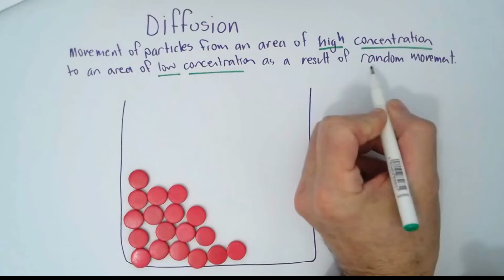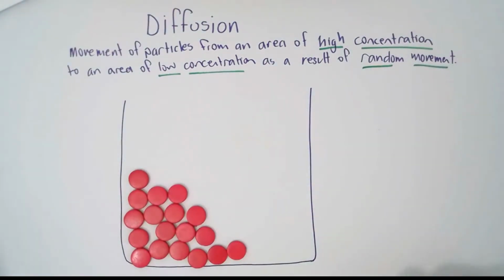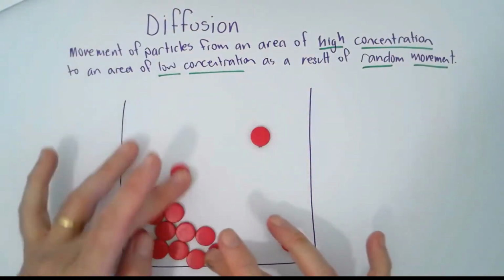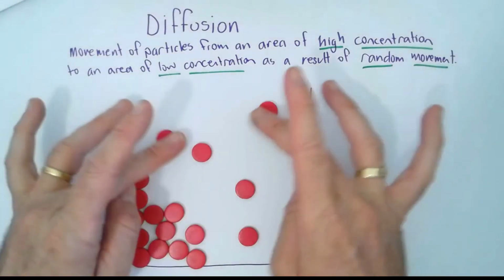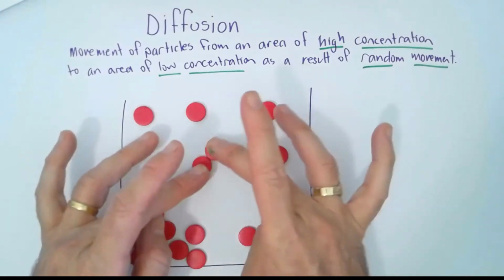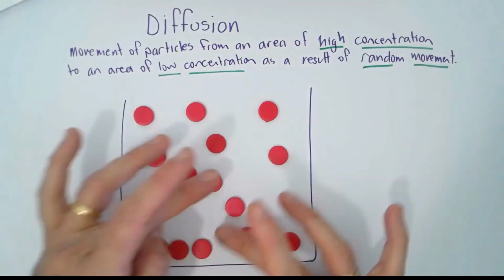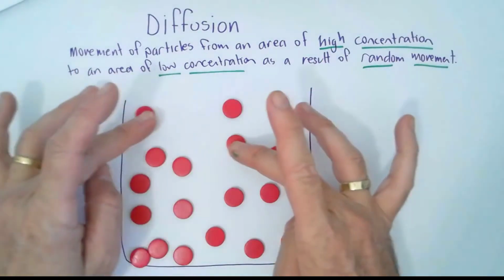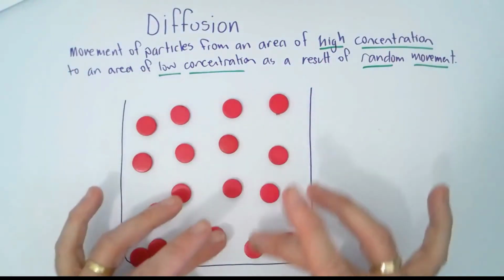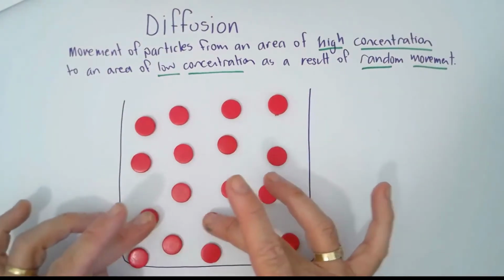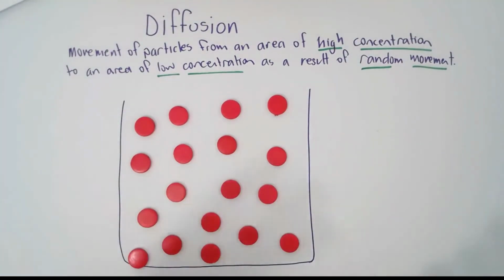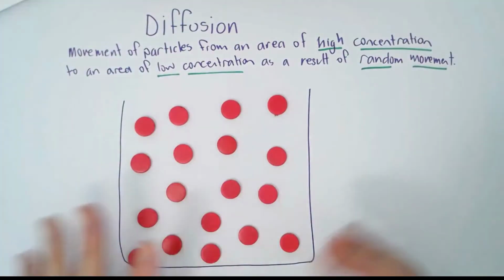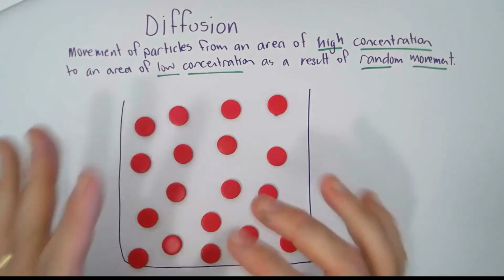So it's random movement of particles from an area of high concentration to low concentration. So it's going to randomly move around like this. And as I say, they're going to bounce off each other and continue to move until they hit something. But we're eventually going to get to a point where it evens out and we've got equilibrium, equal amounts of concentration on all parts of our beaker.